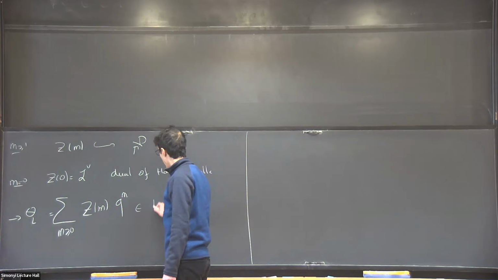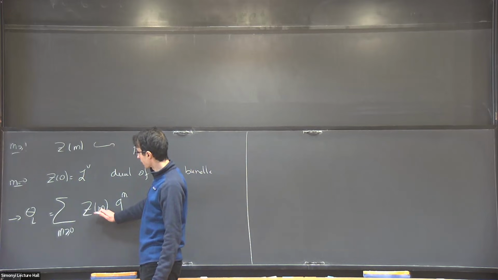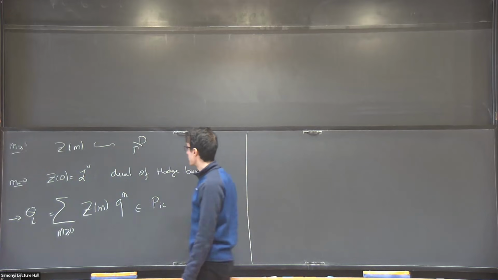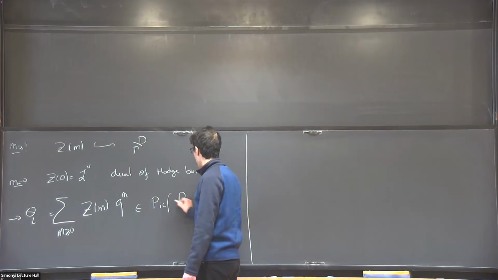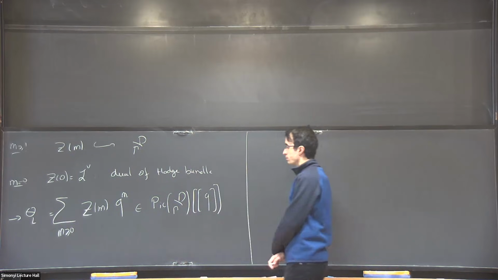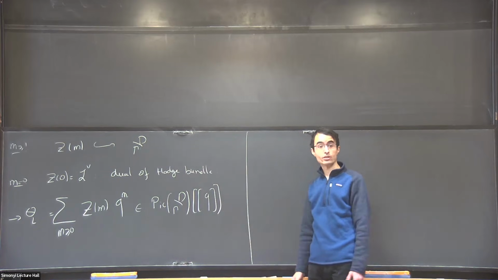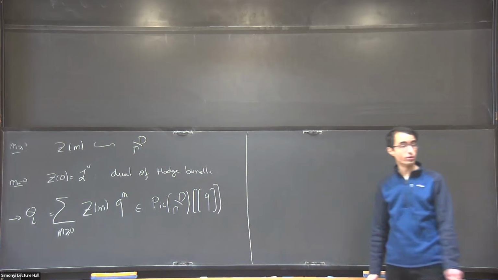And so this is now valued in the Picard group. Like, say we're taking the classes of these divisors in the Picard group of D mod gamma, when I adjoin this formal variable q. Okay, so this is the generating series that I introduced.